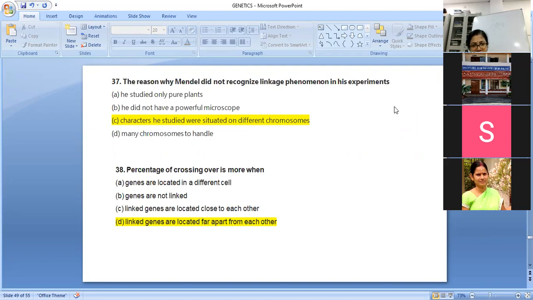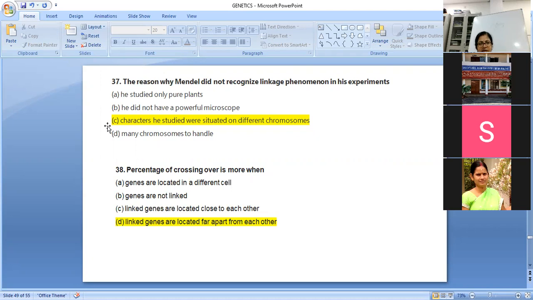And as they were located on different chromosomes, the linkage phenomena was not observed. Because in case of pure plants also, we cannot say that there is no linkage. Complete linkage will also produce pure plants. Suppose I have linked genes for, say, white flowers and smooth texture, and they are totally linked to each other. So in all their progenies, they will be together and produce pure parental characteristics.